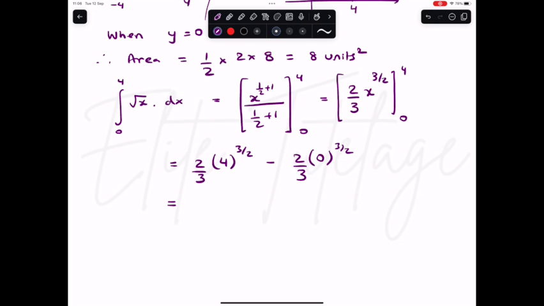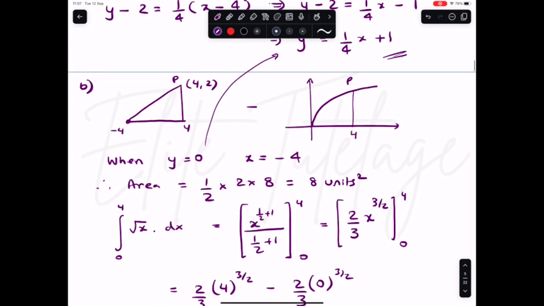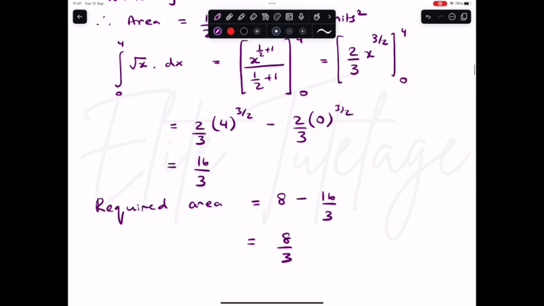All right, so therefore the required area is the area of the triangle, which is 8 units squared, minus 16 over 3. And 8 times 3 is 24, so that gives me 8 over 3 units squared. Okay, so let's pop that over here. And that's pretty much it for this particular part.